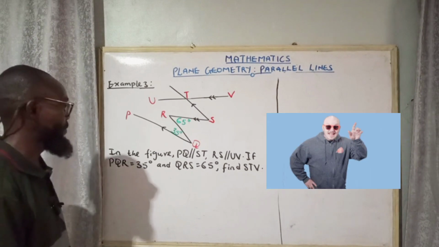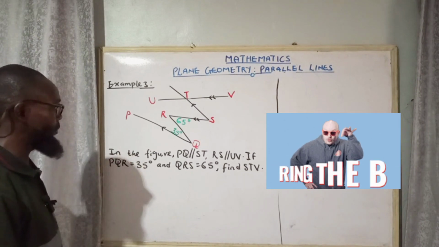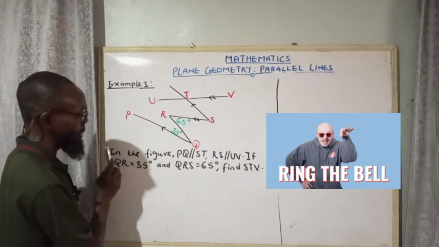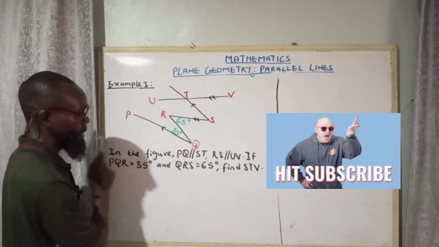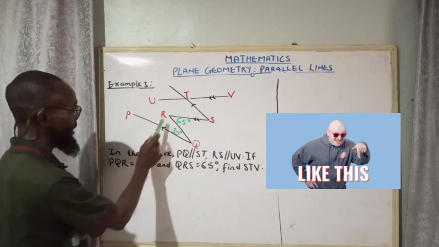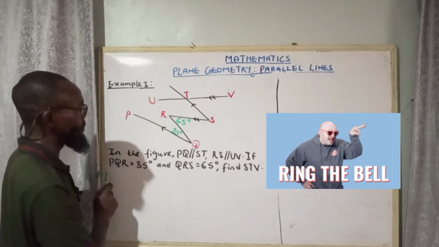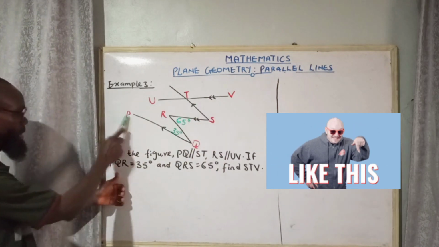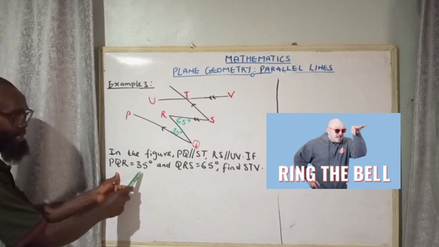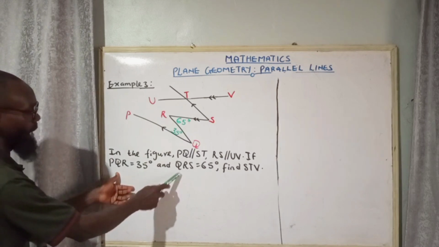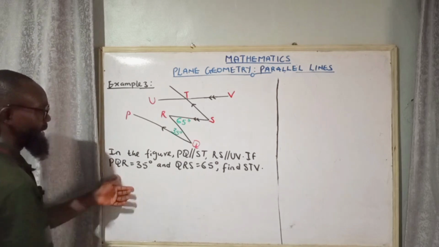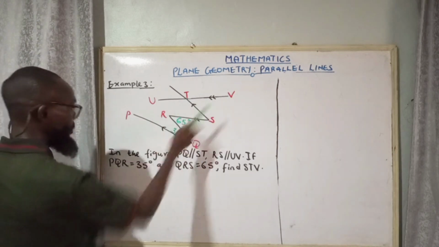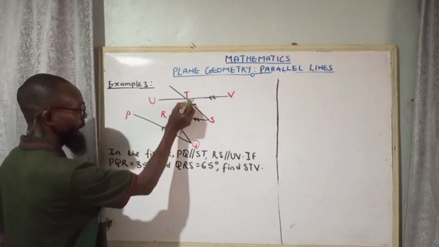Example 3. In the figure above, line PQ is parallel to line ST. Line RS is parallel to line UV. If angle PQR is equal to 35 degrees, and angle QRS equals 65 degrees, find angle STV. So we are meant to find this angle here.